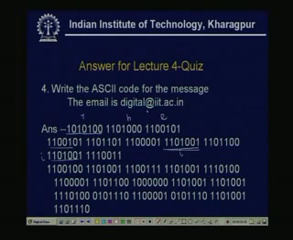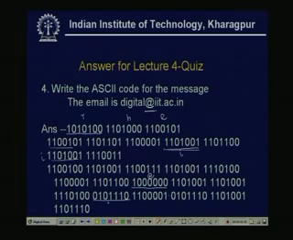Now, see this is at the rate. So, this is D I G I T A L. So, this should be my at the rate. This 7-bit number is actually the ASCII code of at the rate. Similarly, again this is I T, and this is my dot.